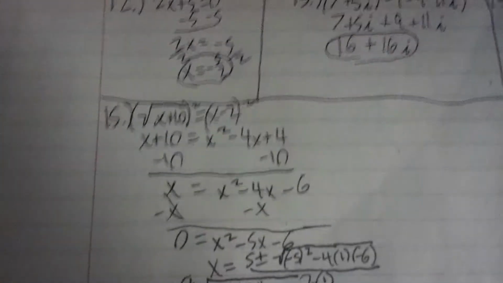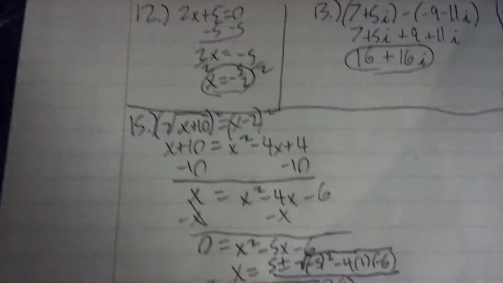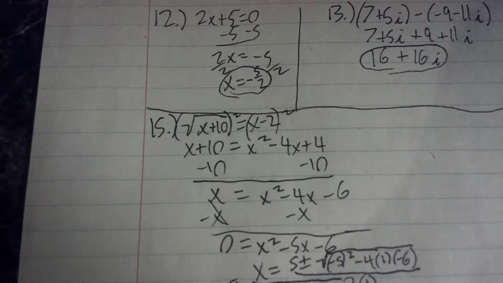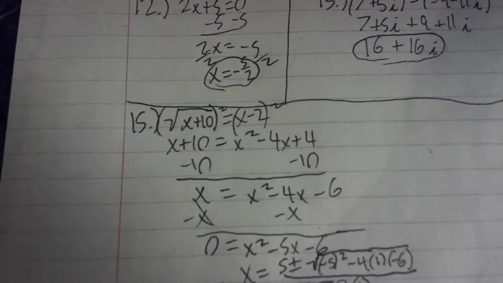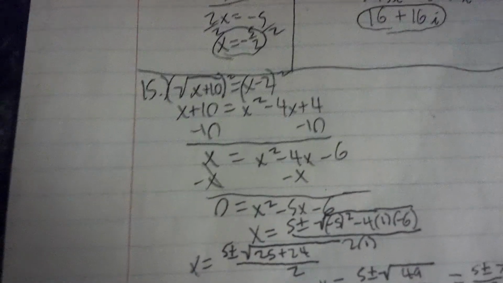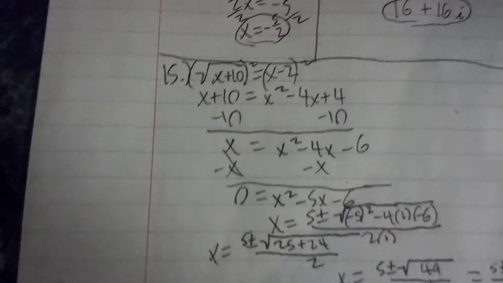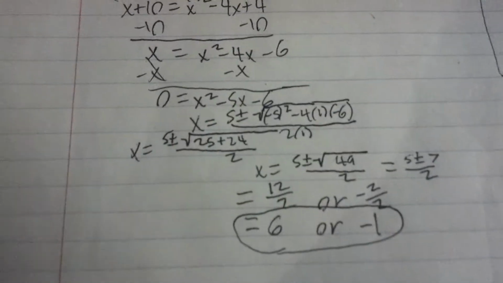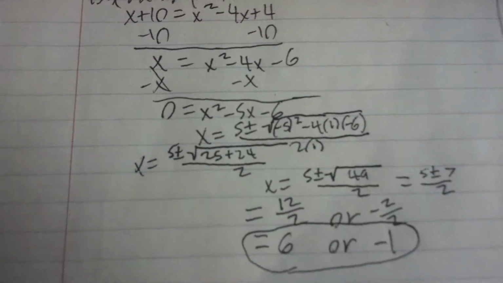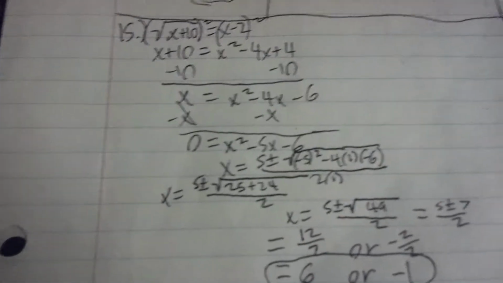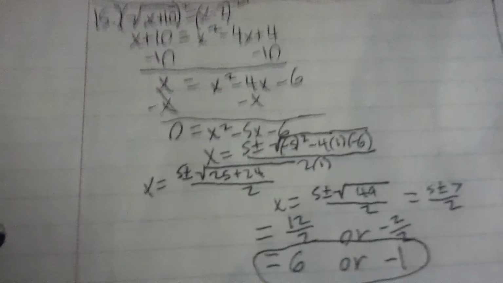Okay, this one. This one was big and complicated. So the square root of x plus 10, basically all you have to do is square both sides, and that'll get rid of that square root sign. So that means x plus 10 equals x squared minus 4x plus 4, and you want to get the left side equaling 0, so you subtract 10 from both sides, and then you subtract x from both sides, and it gives you 0 equals x squared minus 5x minus 6. It being the other way around doesn't matter. It is the same as x squared minus 5x minus 6 equals 0.